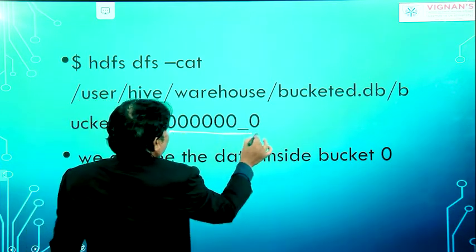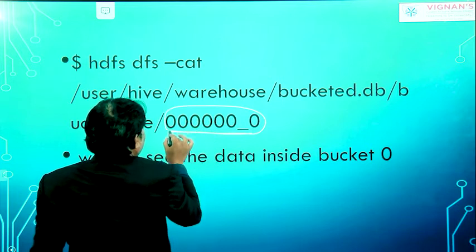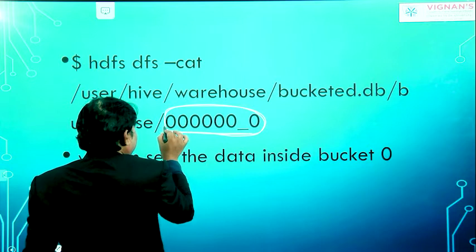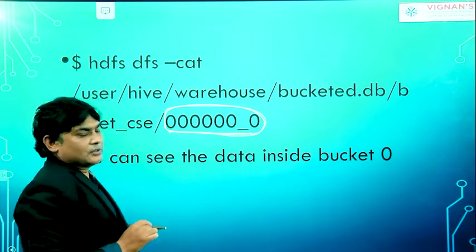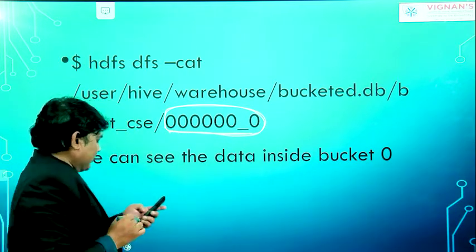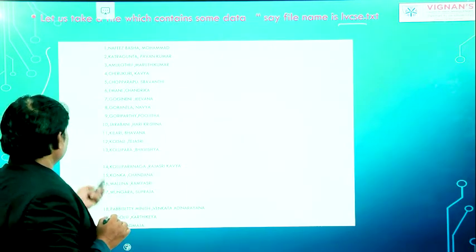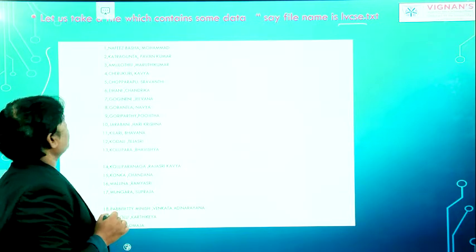We have the bucket number, so I am going to see the information in this bucket number. In this bucket number, what data is being stored? Can you guess which ID numbers will be in bucket number 0? Which ID will go into bucket number 0?